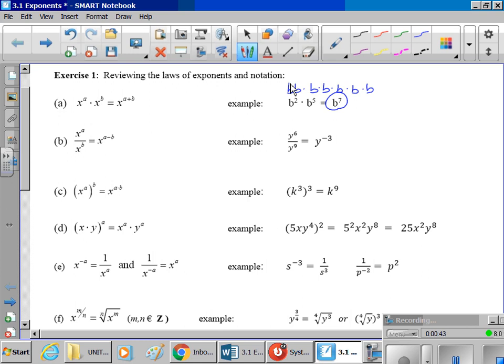Please remember you need to have the same base. So if you have x squared times y cubed, you can't do anything with that because we don't have the same base. So it's just going to stay x squared y cubed.